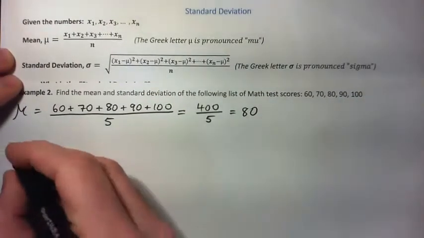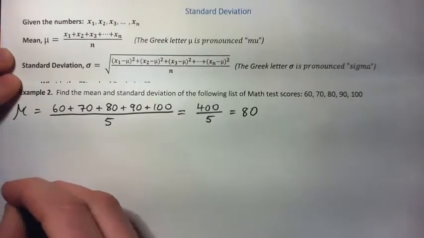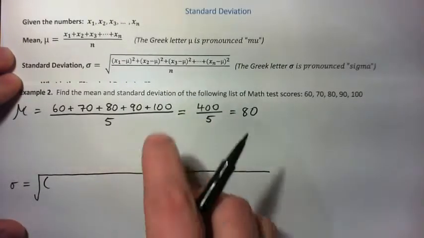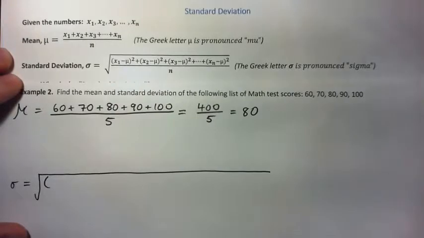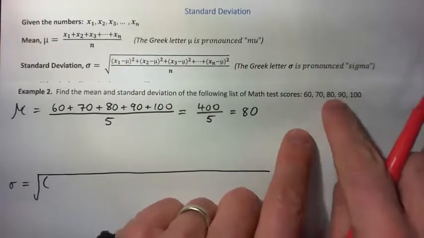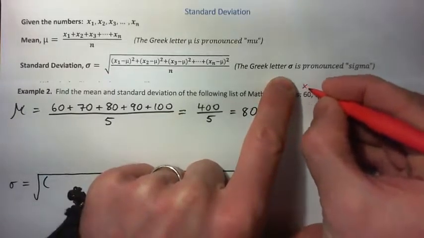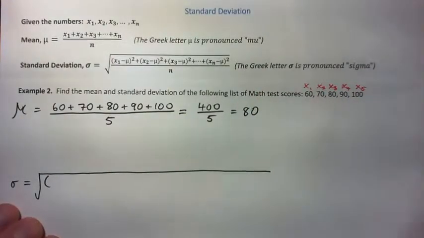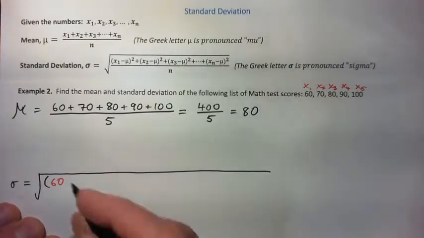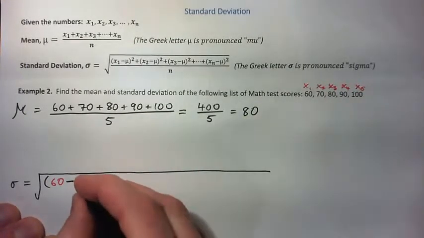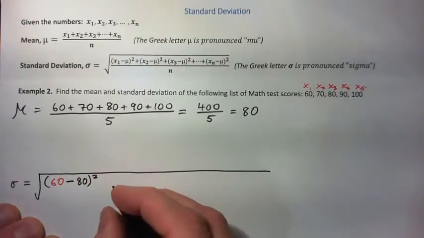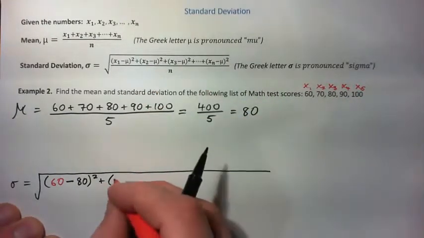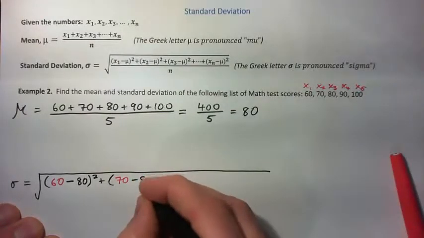So now let's get standard deviation. And again, I'm going to go down so I've got room to calculate. Sigma equals big square root. Then I just take each number, subtract the mean and square it, right? So again, this is the first number, second number, third number, fourth number, and fifth number. So essentially that's x1, x2, x3, x4, and x5, okay? So I take the first number, 60, x1. I subtract the mean, which again is 80. And I square it. Then I take the next number. What's the next number? X2, 70, subtract the mean, and I square it.